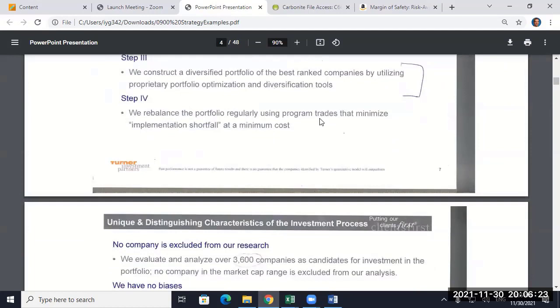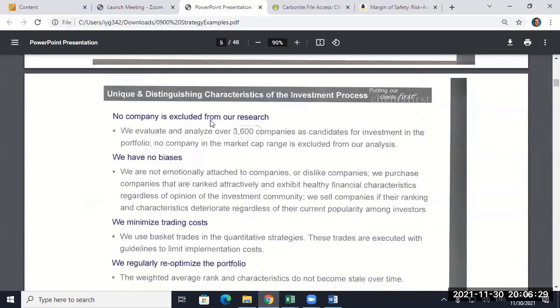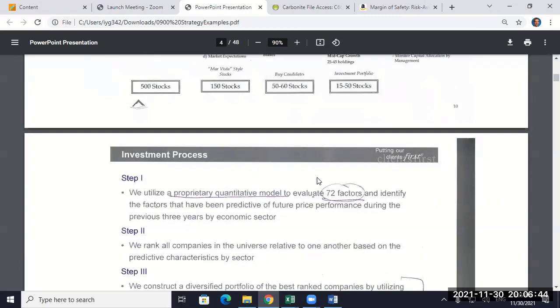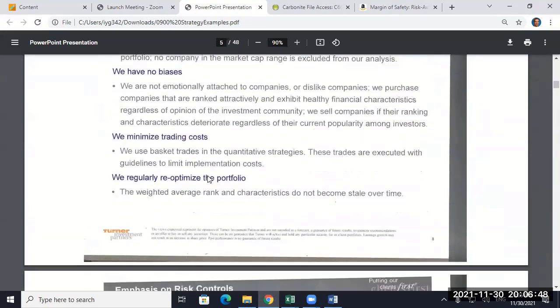Rebalance the portfolio regularly using program trades that minimize implementation shortfall at a minimum cost. That's a lot of gobbledygook. No company is excluded from our research. Well, they're only looking at 3,600 companies, so they're excluding a lot of companies. We have no biases. Do you believe that? What are their 72 factors? Those are biases, right? Of course they have biases. We are not emotionally attached to companies or dislike companies.